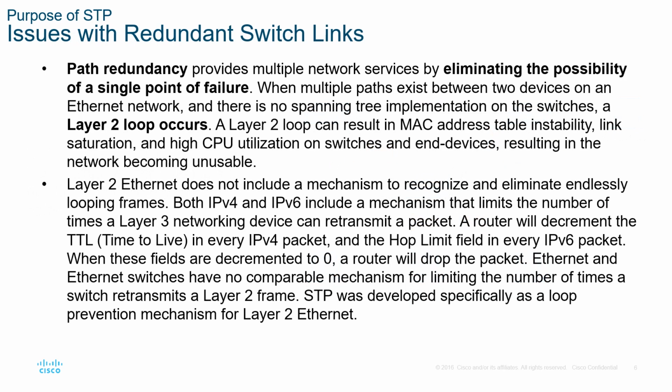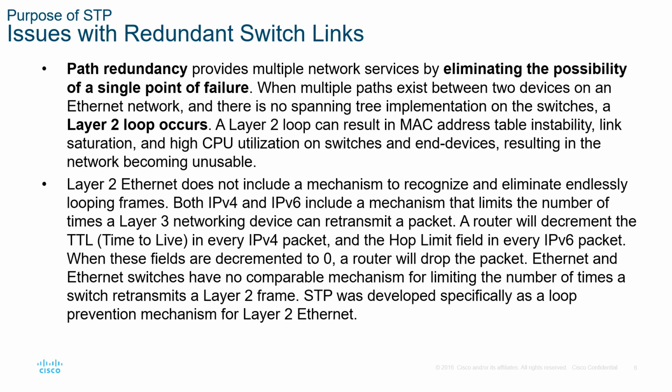There are some issues with redundant switch links. The first one is that path redundancy provides multiple network services by eliminating the possibility of a single point of failure. When we have multiple paths between two devices on the network, and if we have no spanning tree on the switches, a layer 2 loop will occur.